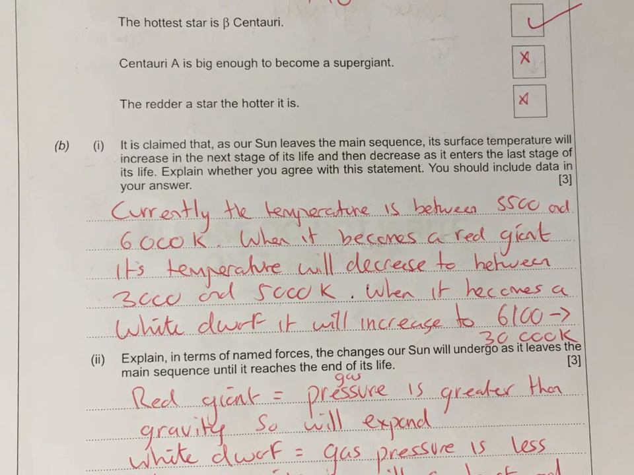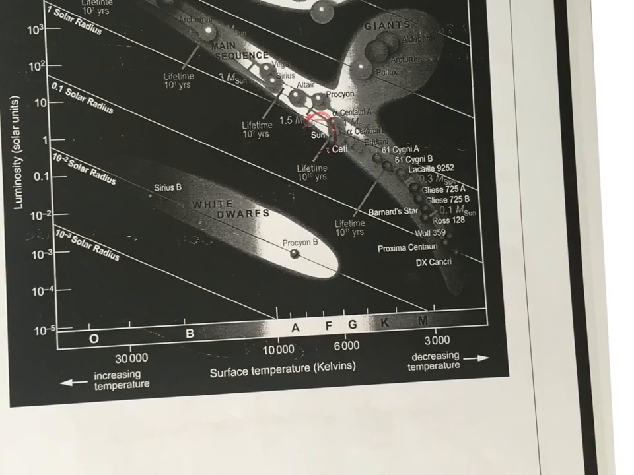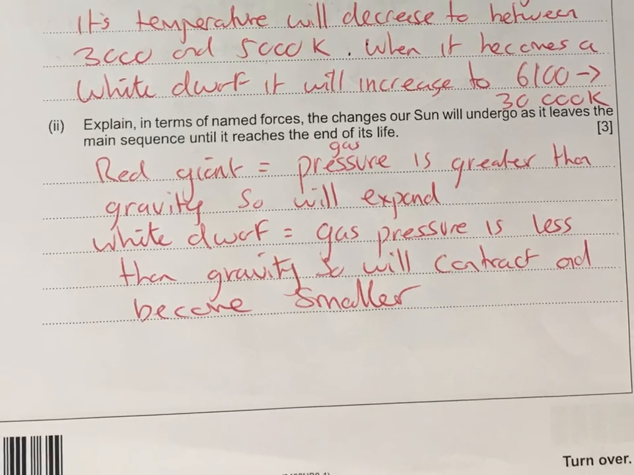Okay, so for 3 marks, it's claimed that when our sun leaves the main sequence, its surface temperature will increase in the next stage of its life, then decrease. Explain whether you agree with this. Well, we don't agree, and we can get all this from the graph. So I'm using the Hertzsprung-Russell diagram to do this. Currently the temperature of the sun is between 5,500 and 6,000 kelvins. All this I'm just getting from this graph here. When it becomes a red giant, the temperature is going to actually decrease between that. And when it becomes a white dwarf, it's going to increase between that and that. And again, all this can be found on that Hertzsprung-Russell diagram.